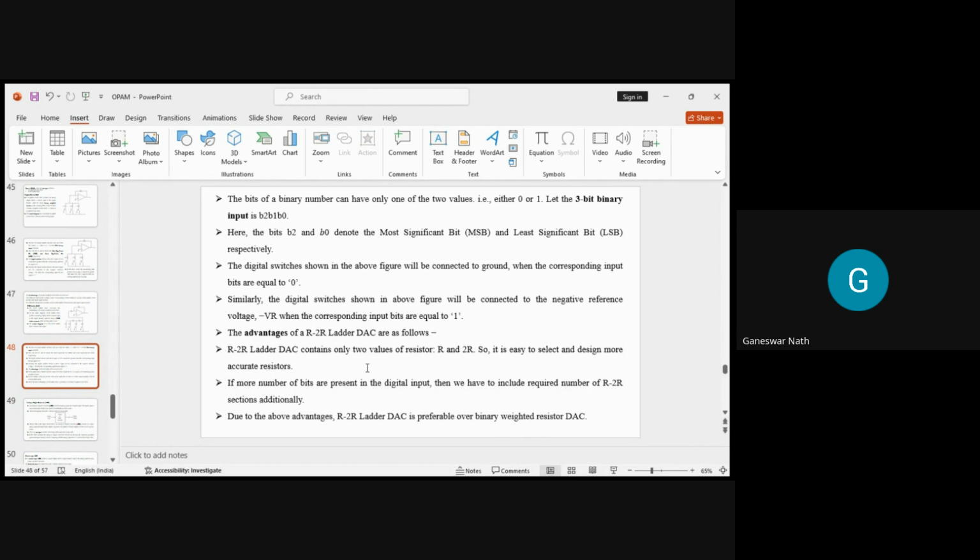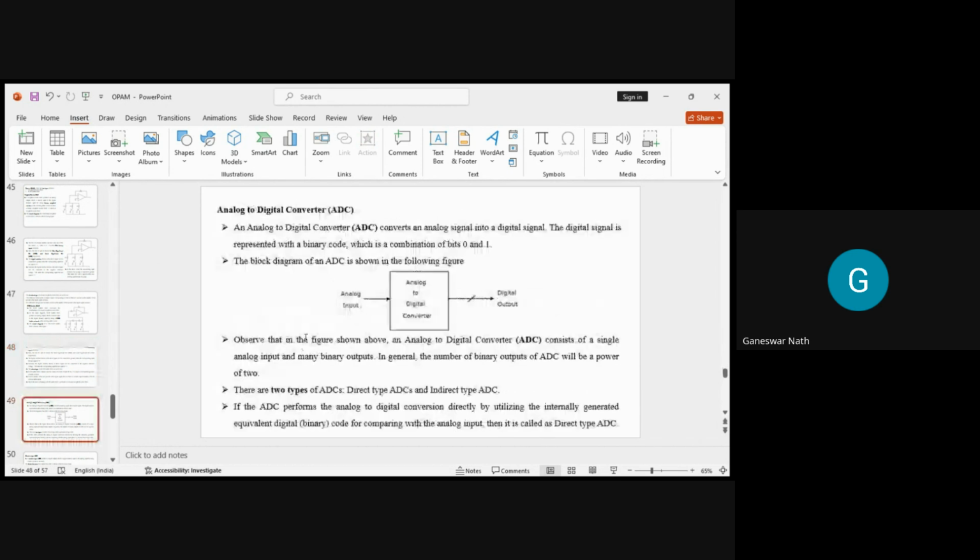So this is all about the DAC: the weighted resistor DAC and also the R-2R ladder DAC. Now we will discuss the analog to digital converter. Here we discussed digital to analog; now we go from analog to digital. That is called the ADC.